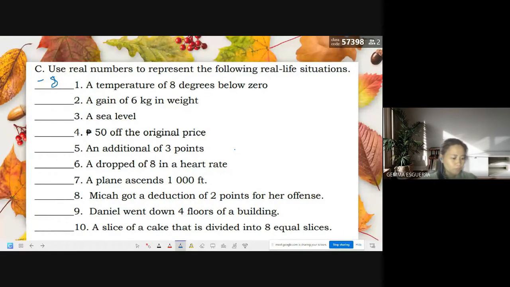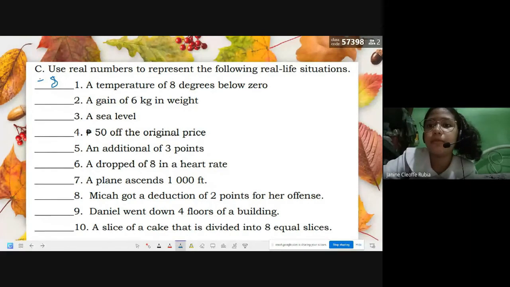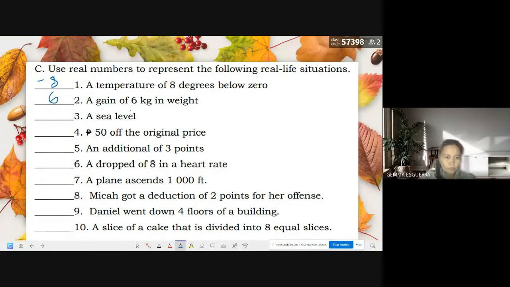So we have Janine. Positive 6 po. Okay, very good. Next, a sea level. Ezekiel, how do you represent a sea level?